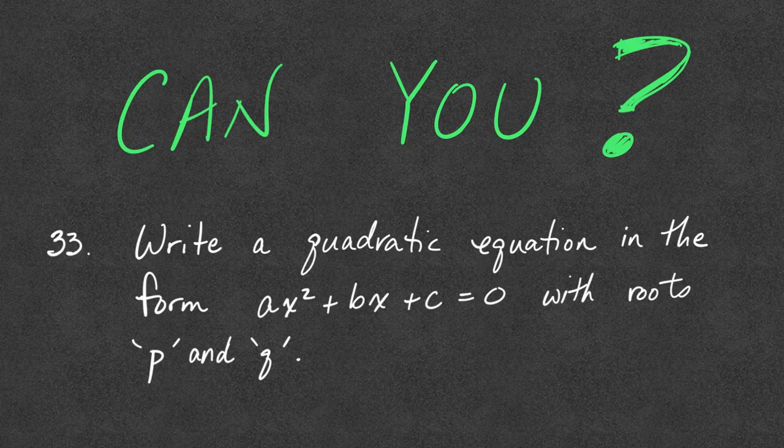Hey everybody, here's a solution to problem 33 from Solving Quadratics Day 2. If you take a look, the problem asks you to write a quadratic function in the form ax squared plus bx plus c equals 0 with roots p and q. So I want to jump right in on this one.